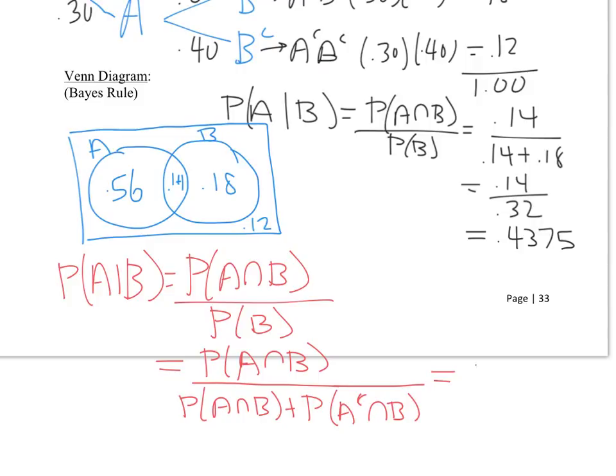So we'd have the same calculation we saw above, a 0.14 in the numerator and a sum of 0.14 and 0.18 in the denominator to come up with the 0.4375. Same answer.